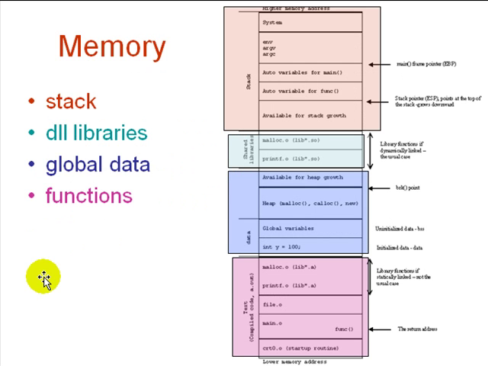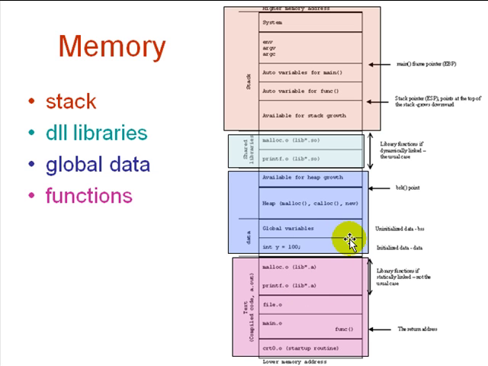So what does the memory consist of? Let's look at more details. So it has a stack, the DLL libraries, the global data, and the functions. So if you look at the memory location, the low memory address, below there are the libraries, the main.o, file.o, printf.o, these are in some library.a file, and that's called the text part of the code, and it's statically linked, or it could be dynamically linked, it could be in a DLL.